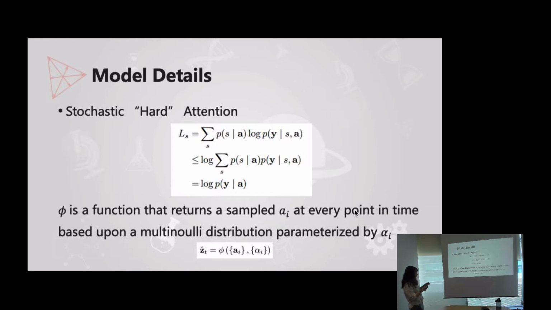There are two ways to generate the attention. One is called hard attention. Here Y is the sentence we generate so far, and a is the specific feature area of the image. We use the log probability as the loss function. In this way, we train the attention. Here we get phi, a function that gives us a sampled alpha_i at every point in time based on the multinoulli distribution. So if you train with hard attention, every part of the image is either selected or not. We can see the example later.